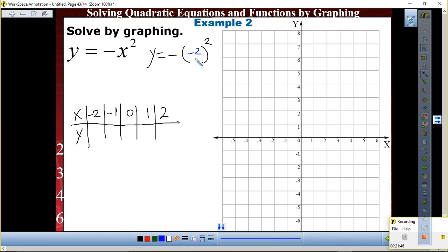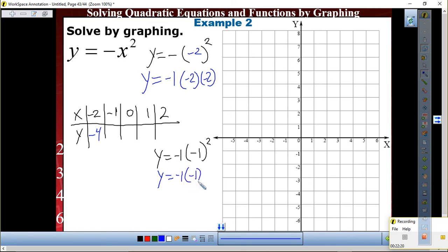Negative 2. So be careful with this one. Look up. Y equals, when there's a negative outside of parentheses, it's a what? Negative 1. Is that correct? And this means negative 2 times negative 2. So what is negative 2 times negative 2? Positive 4 times negative 1? Negative 4. Next one. Y equals negative 1, parentheses negative 1 squared. What does that mean? Y equals negative 1 times negative 1 times negative 1. What is negative 1 times negative 1? 1 times negative 1, negative 1. Okay? If we substitute 0 here, what is 0 squared times negative 1? 0. Nate, focus.